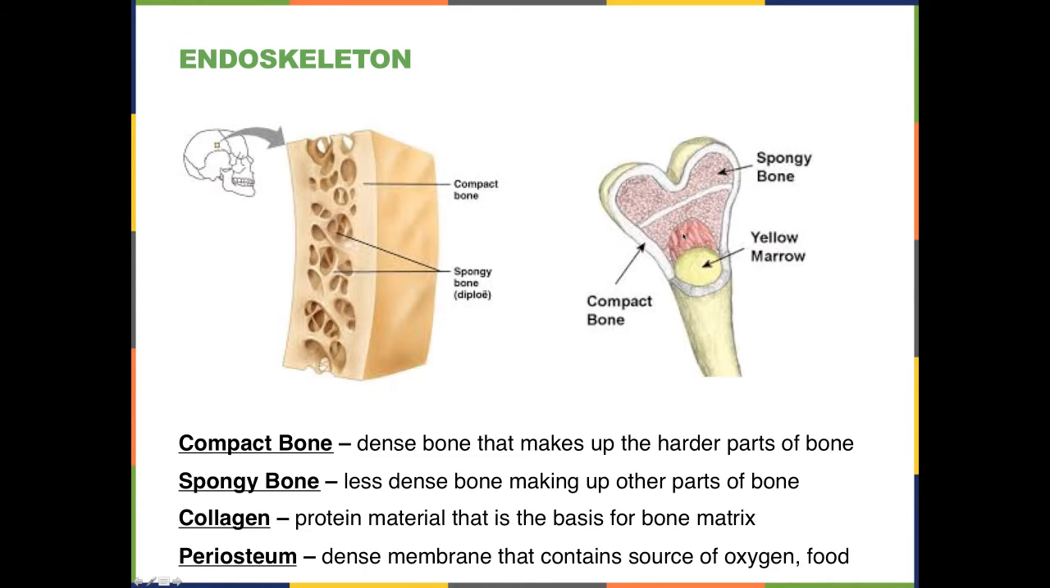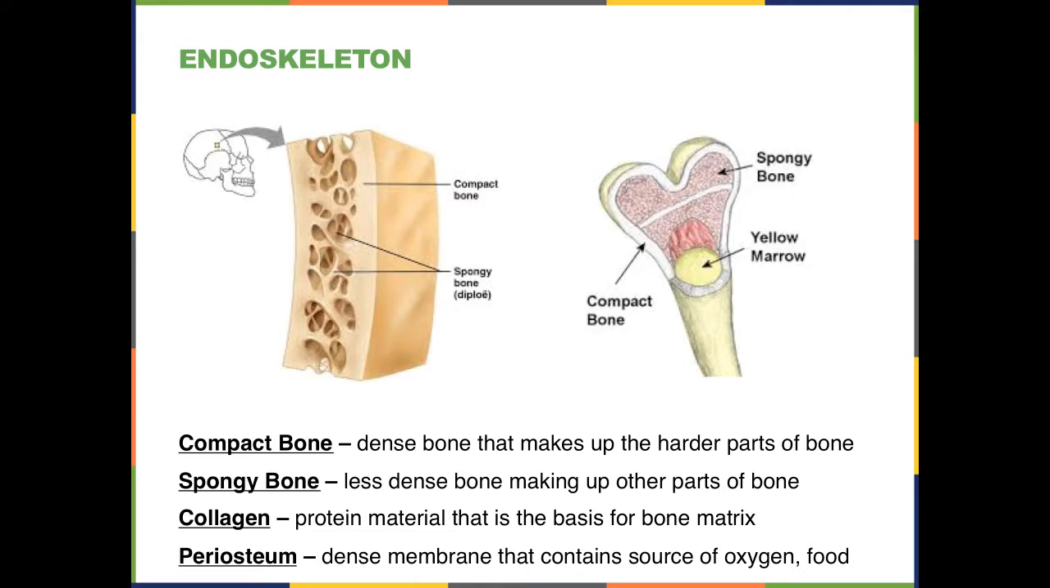As I said before, collagen is the part of the bone that is a protein that is laid down, and the calcium is associated with this, and that's what makes up the bone matrix. So the bone matrix is essentially made up of two things: collagen, which is the proteinaceous material, and calcium, which is what gives it its hardness.